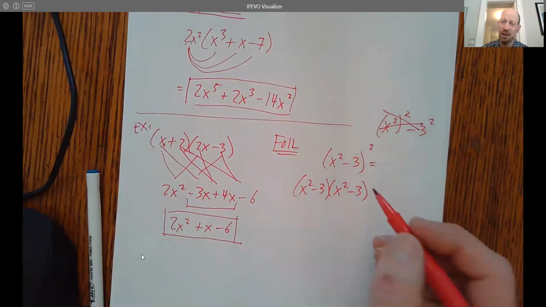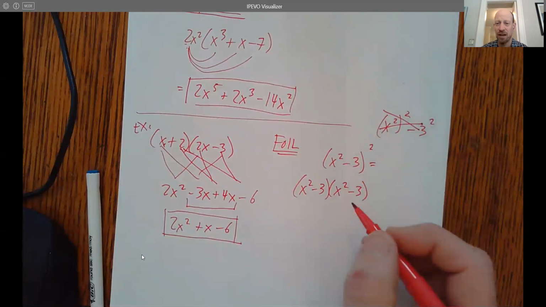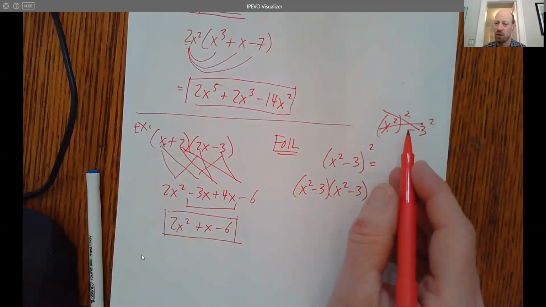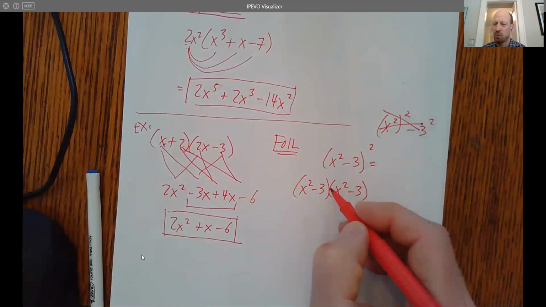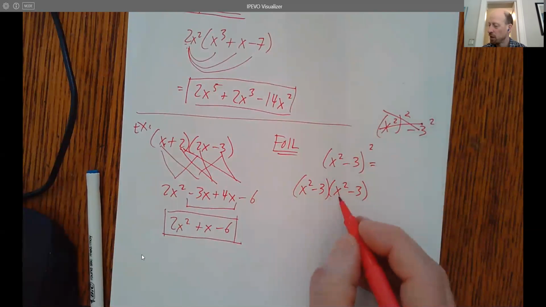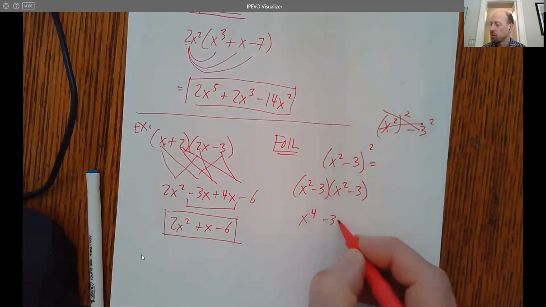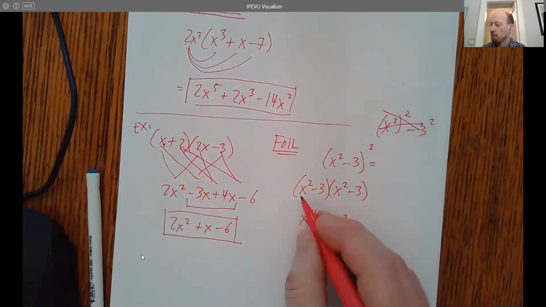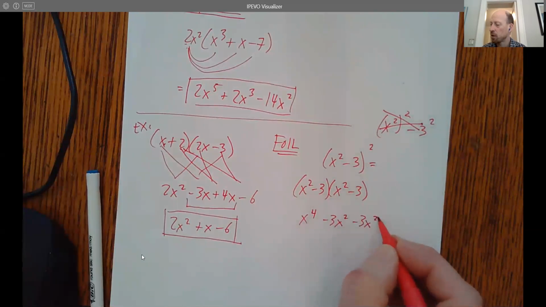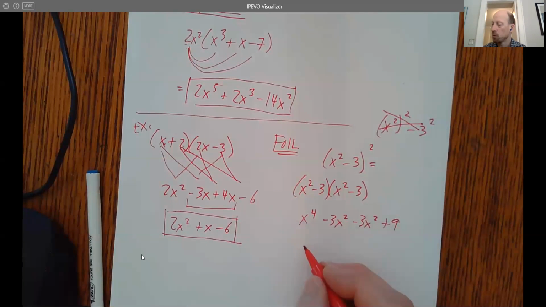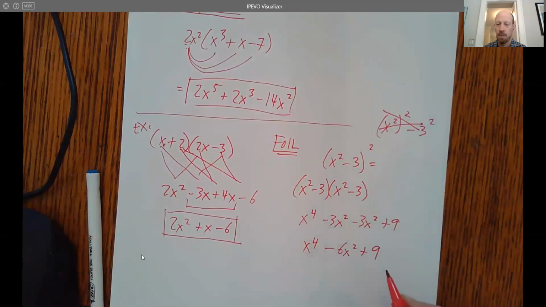And I see that all the time. Every test I give that has a squared binomial, a couple students will always take this route, but we need to be taking this route. Now we can FOIL it. X squared times x squared is x to the 4th, minus 3x squared, minus another 3x squared, and a plus 9. So that's x to the 4th minus 6x squared plus 9.